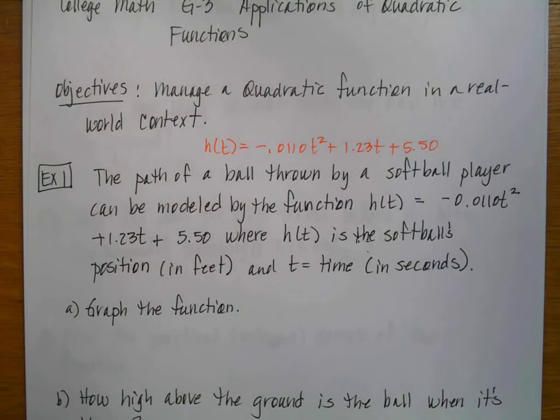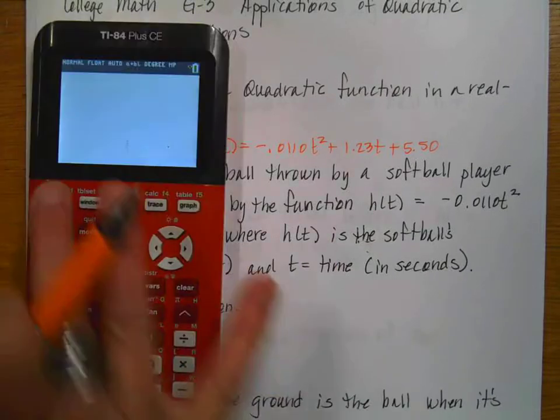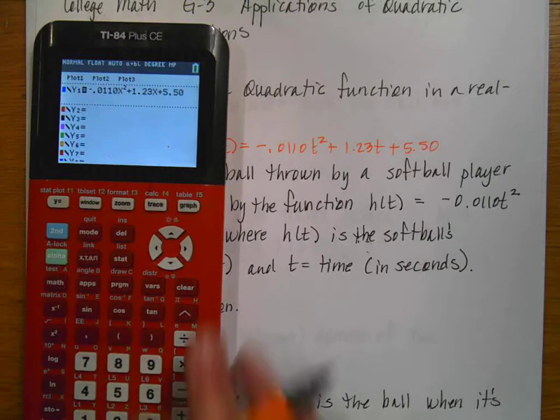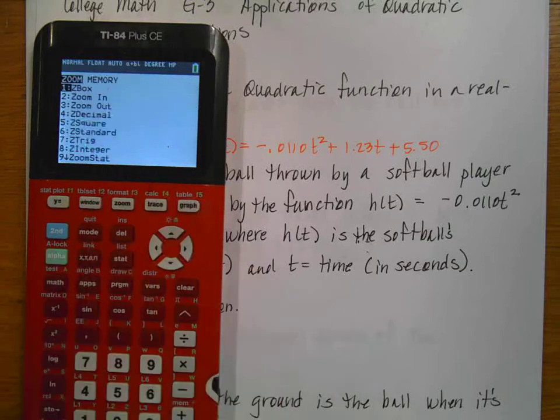For those of you physics lovers, this is the projectile motion formula that shows the position of the ball after time and gravity, and then an initial velocity. For us, we're going to put this handy-dandy equation in our grapher. So we're going to enter negative 0.0110 x squared plus 1.23x plus 5.50, and I'm going to do a zoom 0 for a zoom fit.